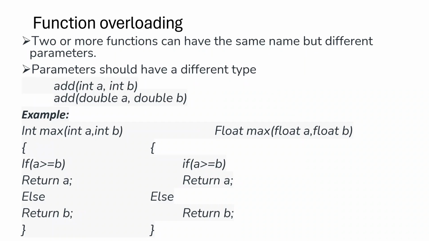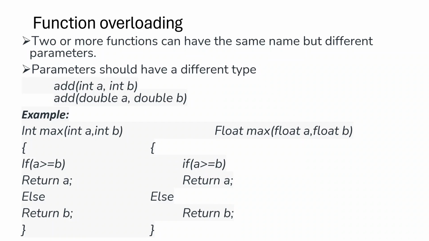Next is function overloading. The same definition is repeated: two or more functions with the same name and different parameters. It is another example. Add is a function name. So what will be the parameters? In one we are declaring an integer. In another we are declaring a double. So this is a simple example.